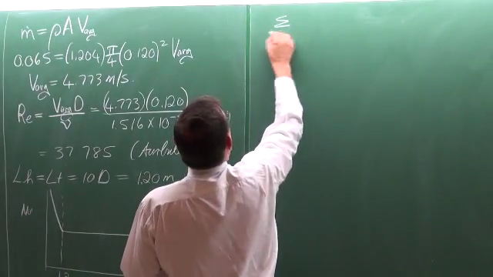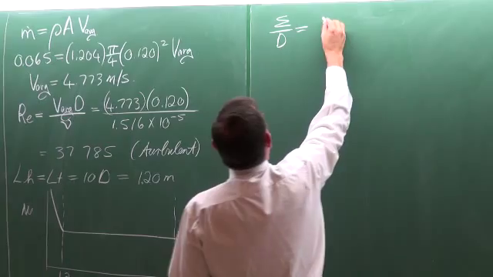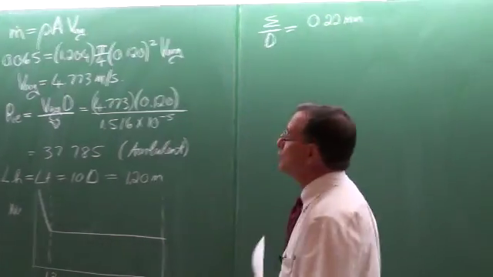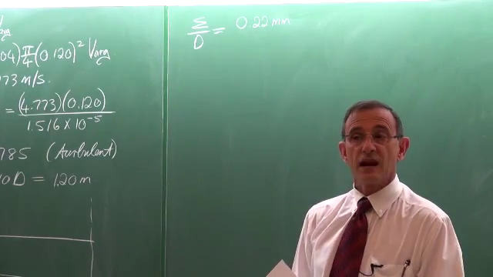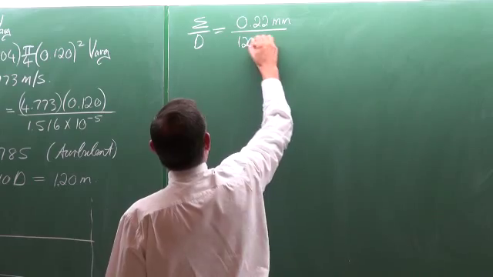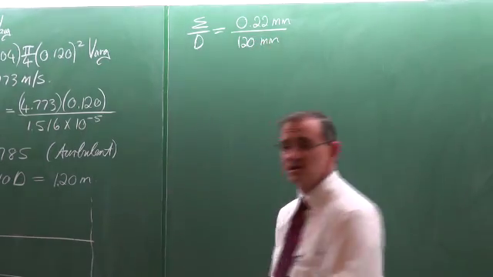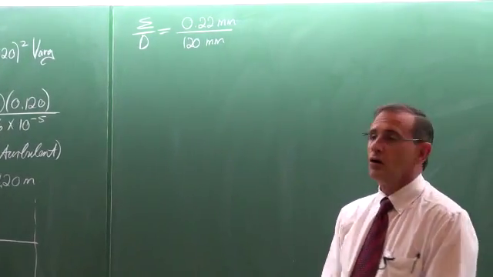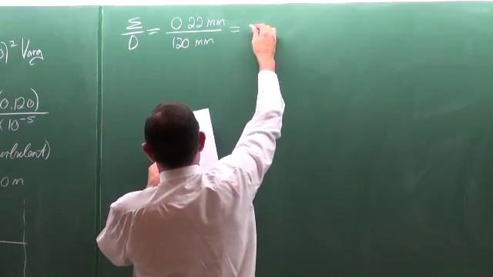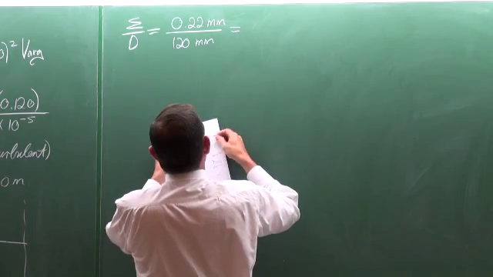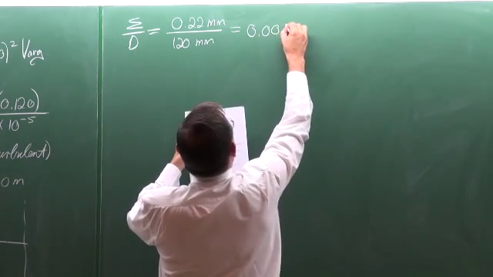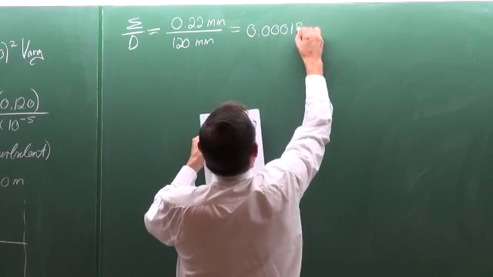So epsilon divided by d is equal to 0.22 millimeters, the surface roughness. Because this is in millimeters, we have to use the diameter also in millimeters. Obviously, you can use meters and meters, but both of them would give us epsilon divided by d as equal to 0.0001833.